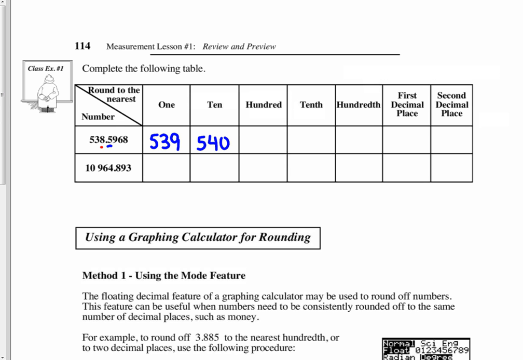Okay, hundreds. Does the 3 round the 5? 500. It's closer to 500 than it is to 600. Nearest tenth. 0.6. Good. The 9 rounds the 5 to a 6. Hundredth, 2 decimal places.